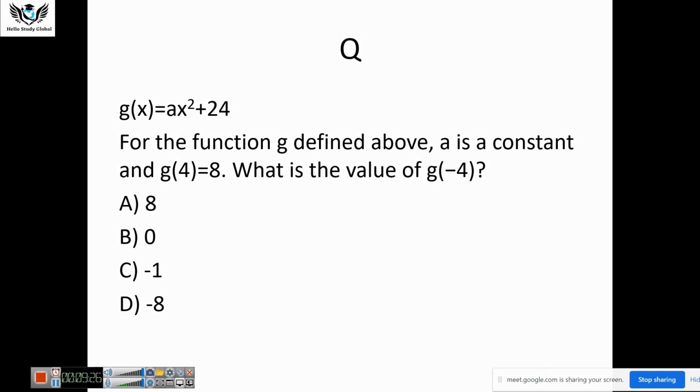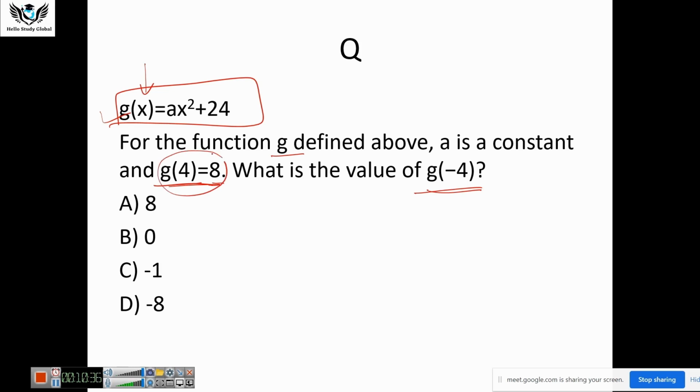So first let's solve some questions. This is a function g(x) which is given, and the function g is identified as above. a is a constant. Now the value of g(4) is given, so if you put 4 instead of x, the value of the function would come out to be 8. What is the value of g(-4)? So let's see what is the correct answer.